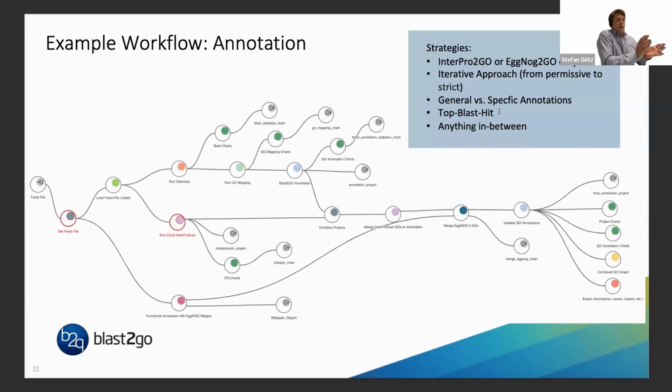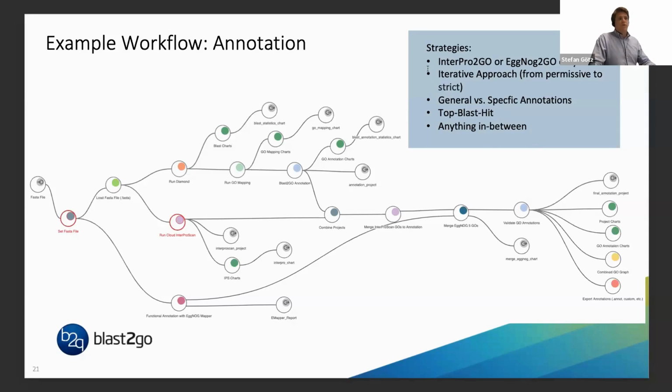So that means take my uncharacterized sequences, do a BLAST search, and then look for the first hit which has a gene ontology term, and then transfer the functions from there. And in between, there's a lot of other options.